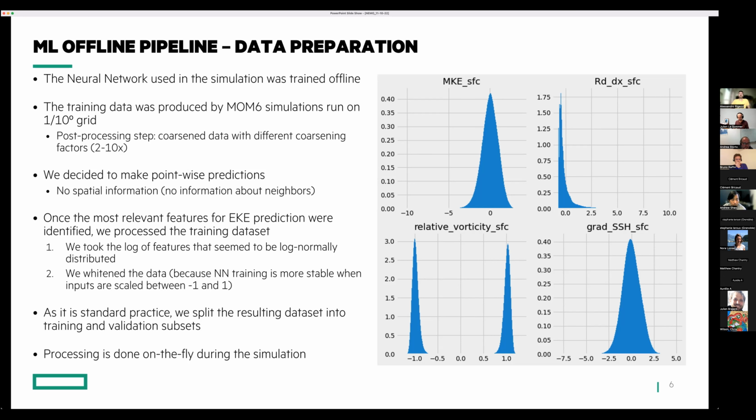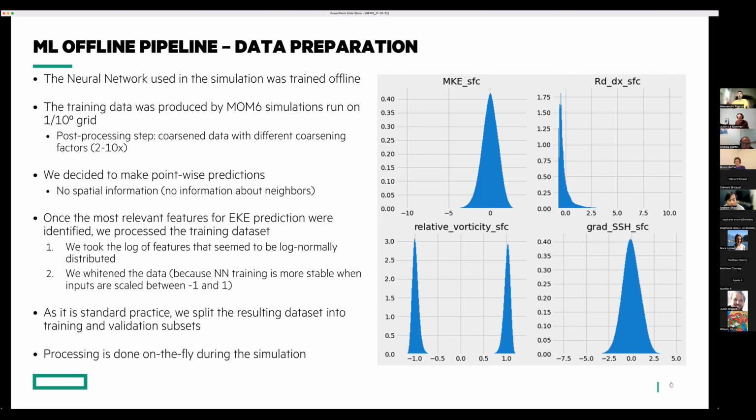And then we just basically took every data point and made it a single point in the data set. So we didn't use patches, we didn't use larger areas for predicting the eddy kinetic energy. We only wanted to do a point-wise prediction. And once we identified these 4 features for the EKE prediction, we processed the training data set. So we basically pre-processed it before feeding it to the neural network for training.